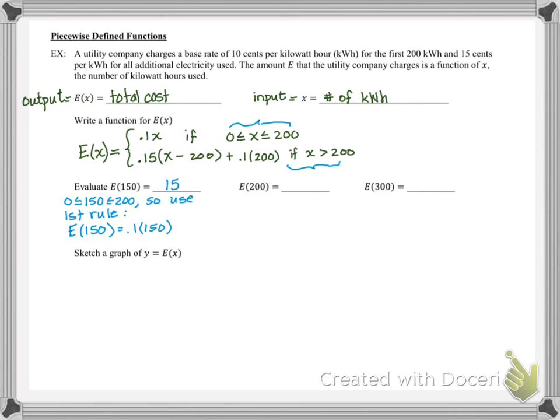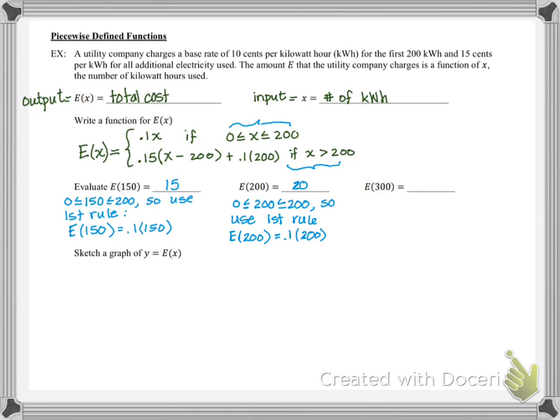So if I wanted to calculate e of 200, is my x value between 0 and 200, or is it over 200? It's between. So 200 is between 0 and 200. So I'm going to use the first rule. So e of 200 is equal to 0.1 times 200, which is 20.